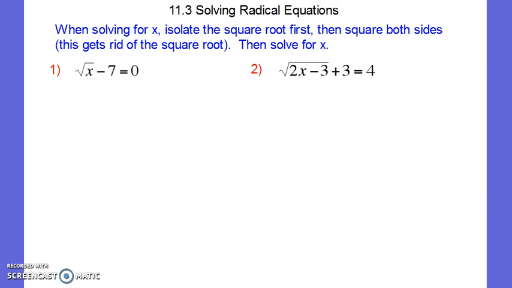If something was squared, we could take its square root. Well, in the same sense, if it has a square root, then we can square to get rid of it. However, it needs to be isolated first. If I square right away in this first equation, the square root of x minus 7, I'm actually squaring the entire side, which means that I would end up with a binomial square, and now I'd have to expand that equation.